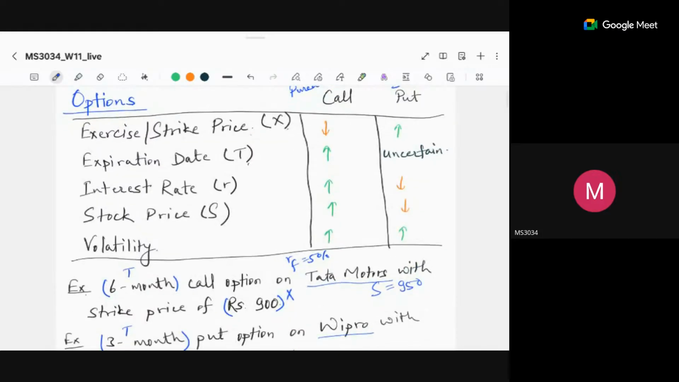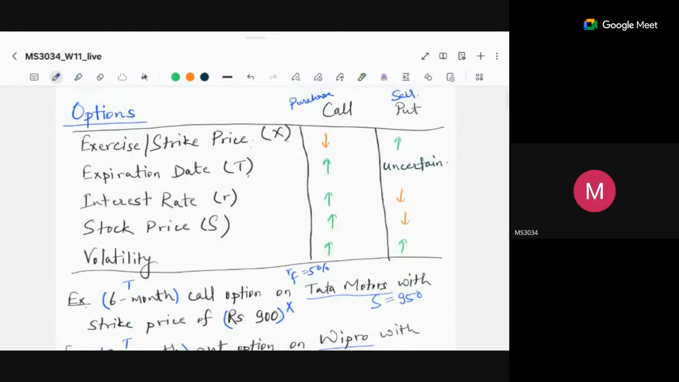And these are the relations of put and call option prices with these variables. The call option price increases with all the variables except strike price, and the put option price increases with strike price and volatility, but decreases with interest rate and stock price, and its relation with the expiry date is uncertain. It has been extensively discussed in the lectures, but we will come back to it once we go through some formulas, and then we will see how we can relate these relations with the formulas which we are going to study.